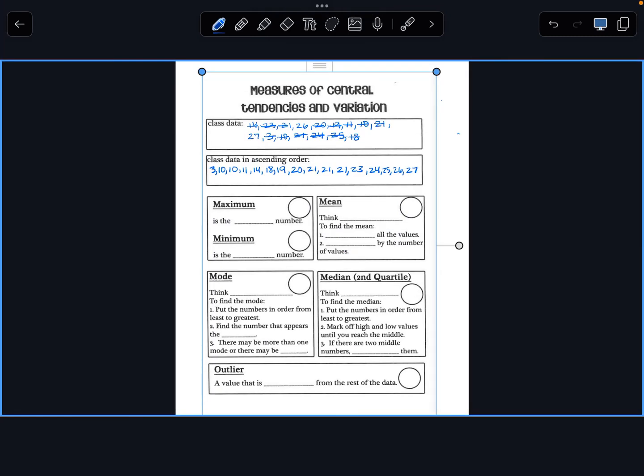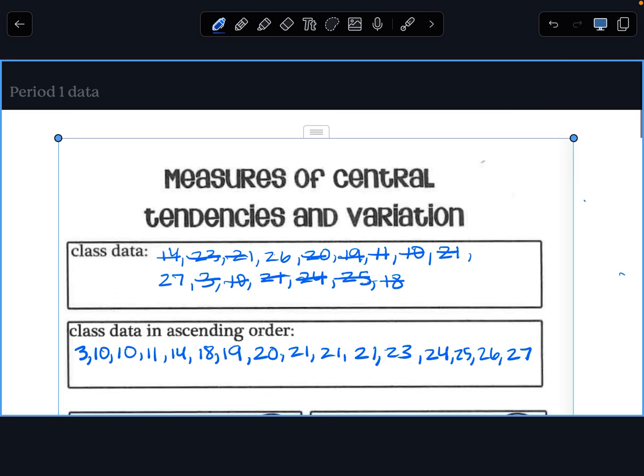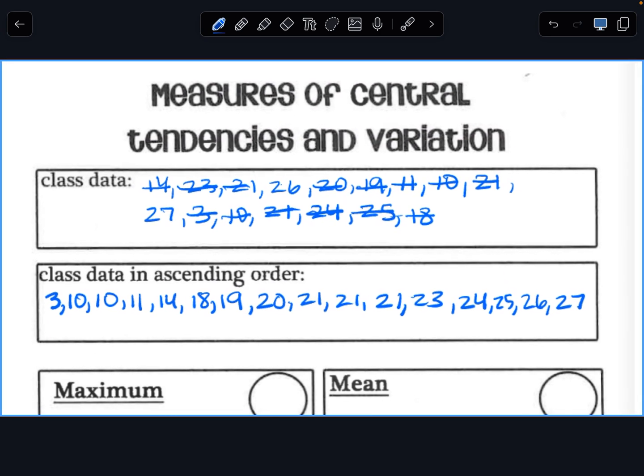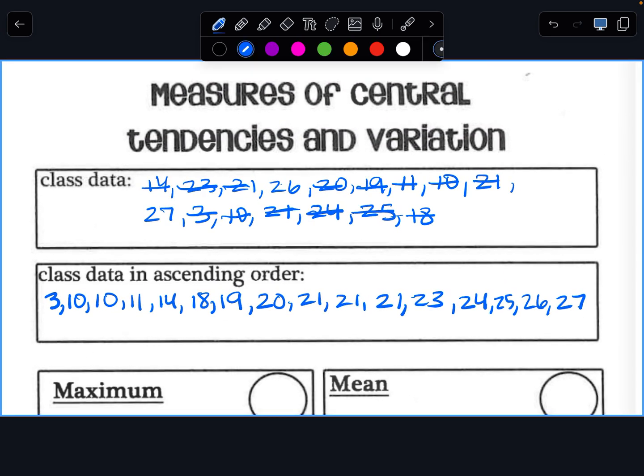So this is the data for period 6, and if you're in a different period, then you have different data. So this is a video for how to find all of these things. I'm going to write on here period 6. Remember, we already had our cup stacking competition. We wrote down the numbers, and we put them in order from least to greatest.